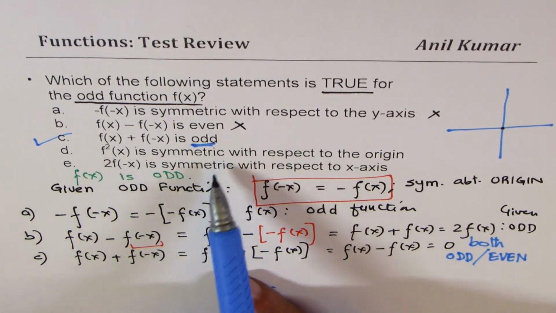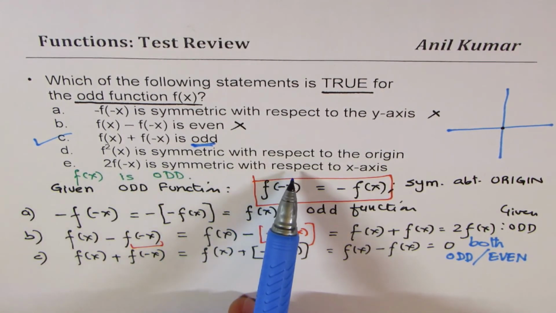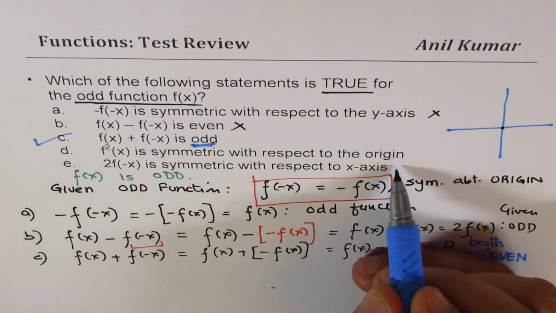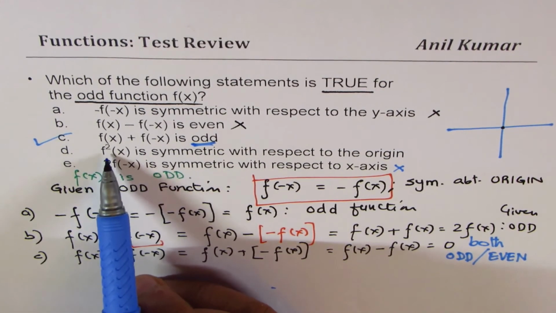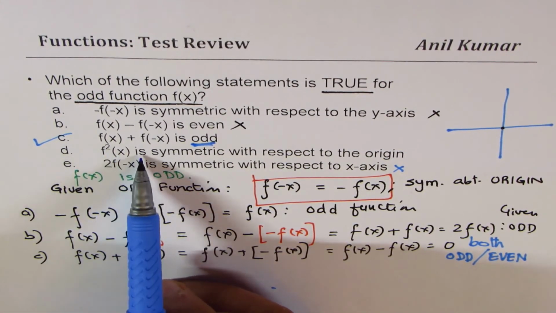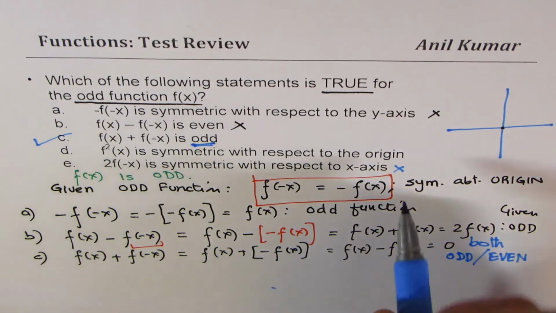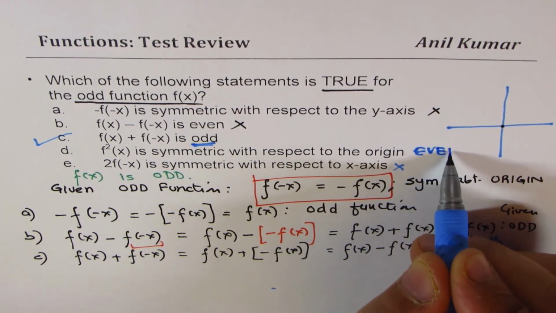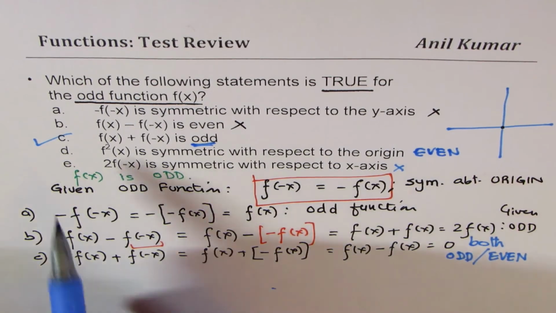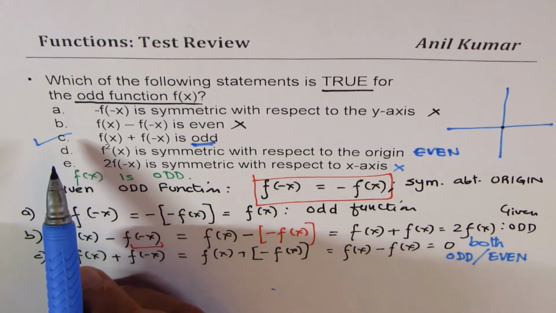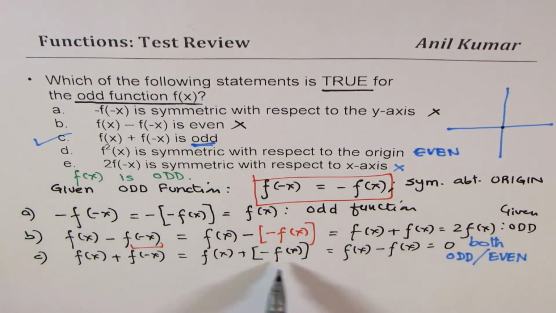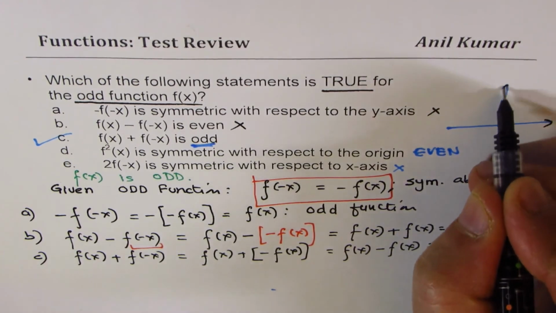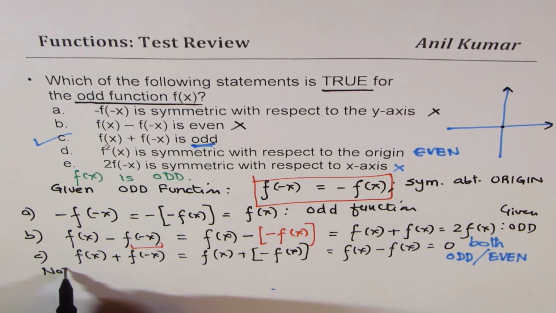Now, if you look at the last one, symmetric with respect to the x-axis, as we saw, that is never possible. And here, the square is symmetric with respect to the origin. No, this is going to be even, right? If you square, it'll be even. So the correct option is option C, that it becomes 0, and 0 actually is a very important function you should remember here. So let me make a note.